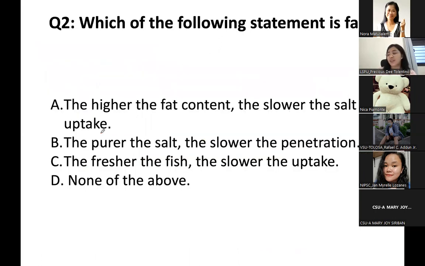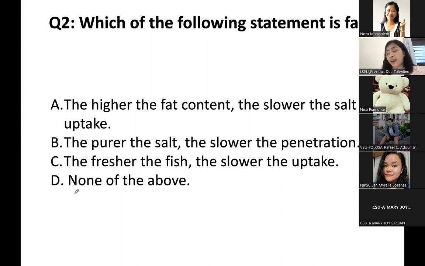And next question. Which of the following statement is false? A, the higher the fat content, the slower the salt uptake. Letter B, the purer the salt, the slower the penetration. C, the fresher the fish, the slower the salt uptake. Okay, salt uptake yung ibig sabihin nito dito. And letter D, none of the above. So what is your answer?